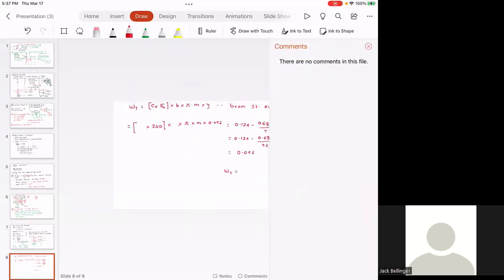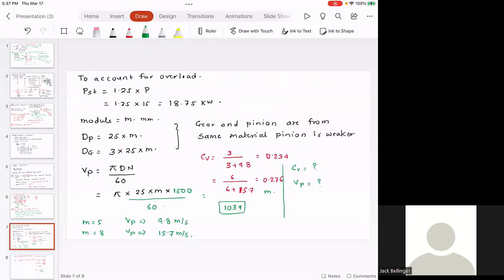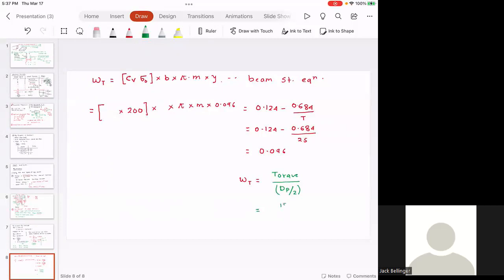Tangential force is equal to the torque divided by diameter of the pinion divided by 2, because that's what we are designing. So torque is from the power that we found out already, 18.75 multiplied by 60 divided by 2 times pi times 1500. dP by 2 is 25 times m divided by 2. That gives you the equation for WT.